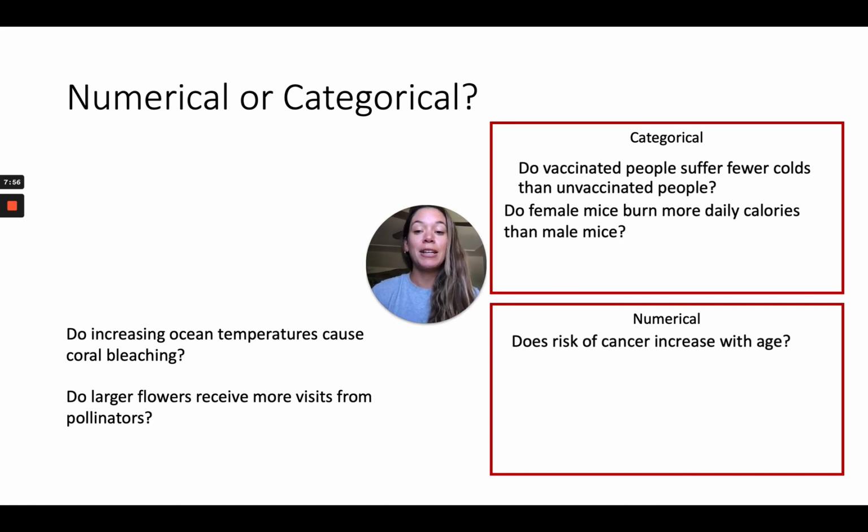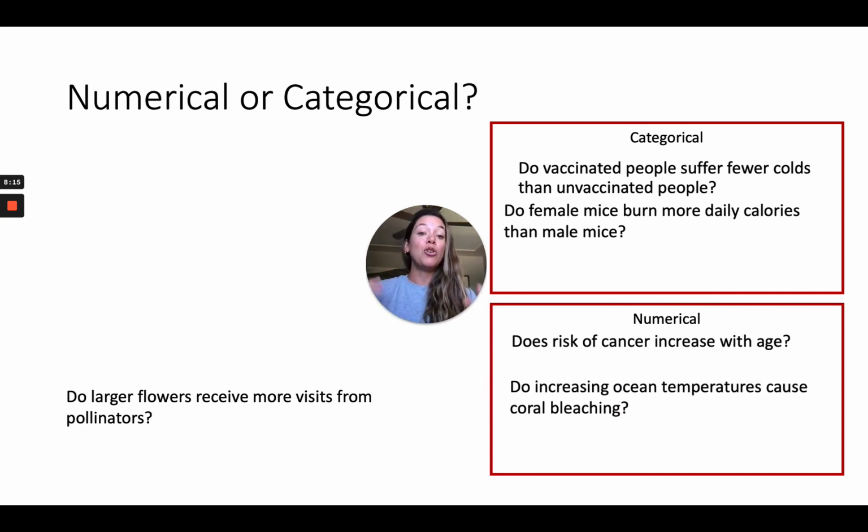Next question is, do increasing ocean temperatures cause coral bleaching? Here, let's think about the independent variable. This would be ocean temperatures. As ocean temperatures change, do we see an increased incidence in coral bleaching? So this would be a great example of a numerical independent variable.